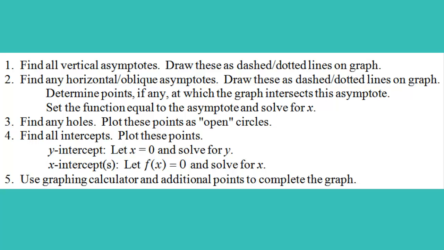So hopefully these are enough examples to show you how to find vertical asymptotes, horizontal asymptotes, oblique asymptotes, holes, and all of your intercepts, and if the graph crosses those oblique or horizontal asymptotes.